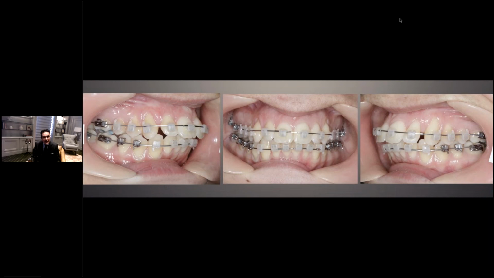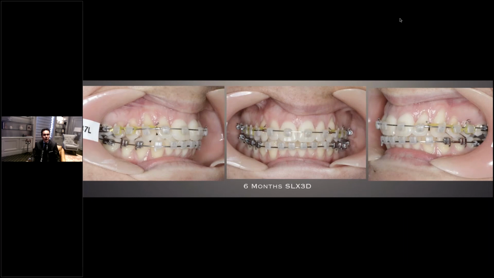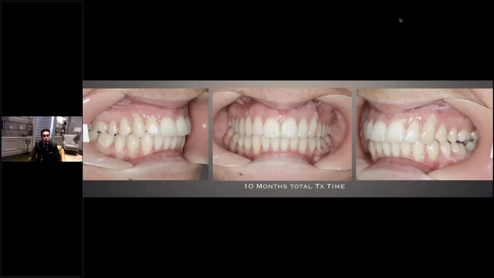So it's not difficult. But the most important thing with this patient is that we retract them, as we were talking about before. Now we retract them like this, and we finish the case in a good manner. The most important thing: 10 months total treatment time.